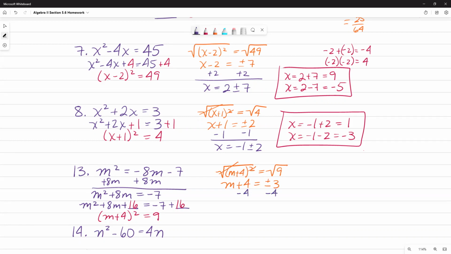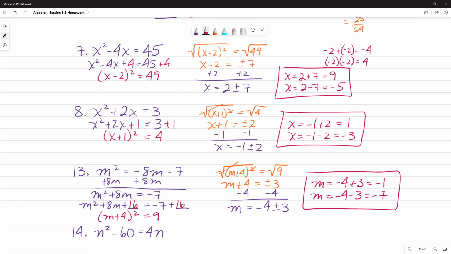Subtract 4 from both sides. We have m equals -4 plus or minus 3. So now let's go ahead and solve. M equals -4 plus 3, which gives us a -1. M equals -4 minus 3, which gives us a -7. And those are our two solutions.